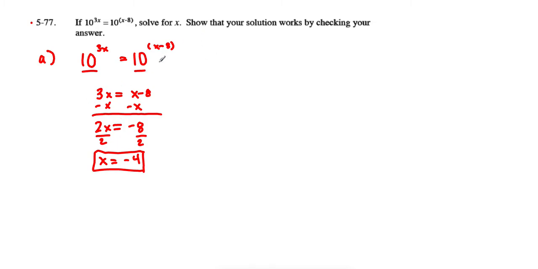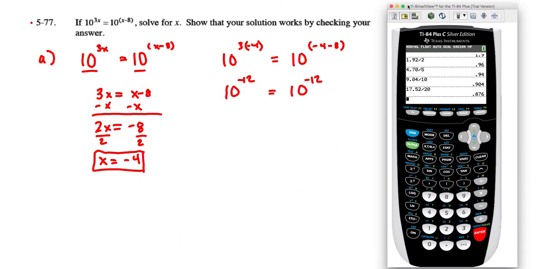Okay, so let's see if this is true. If I said 10 to the power of 3 times negative 4, it should equal 10 to the power of negative 4 minus 8. 3 times negative 4 is negative 12, so we have 10 to the power of negative 12, which should equal negative 4 minus 8, being negative 12. So 10 to the negative 12 should equal 10 to the negative 12. And that should make sense, but let's take a peek here and see.